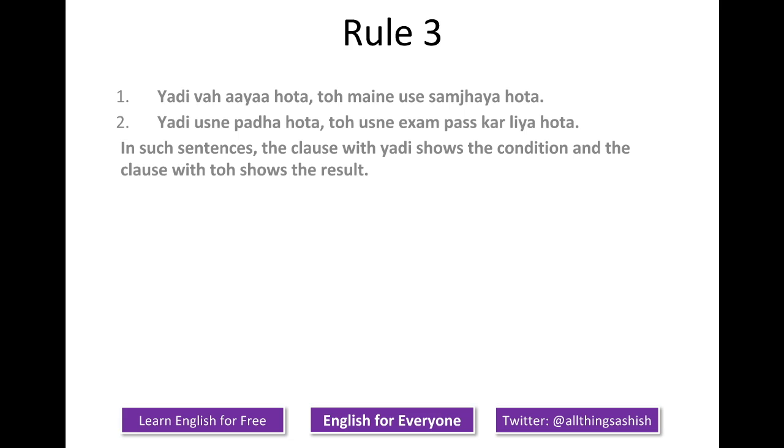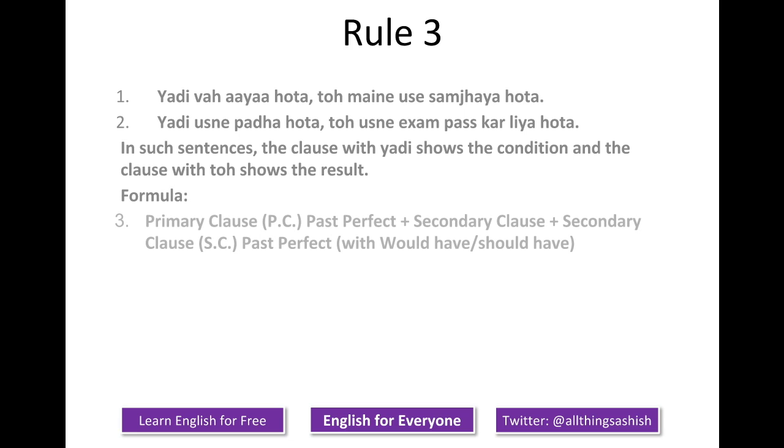In such sentences, the clause with yadi shows the condition and the clause with to shows the result. Formula for translating such sentences: primary clause will be in the past perfect tense plus secondary clause, and the secondary clause will be in the past perfect tense with would have and should have.